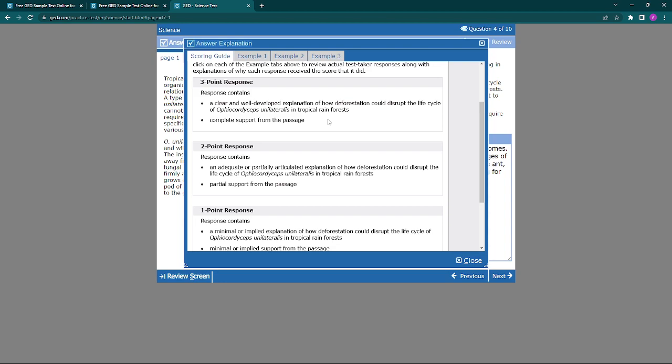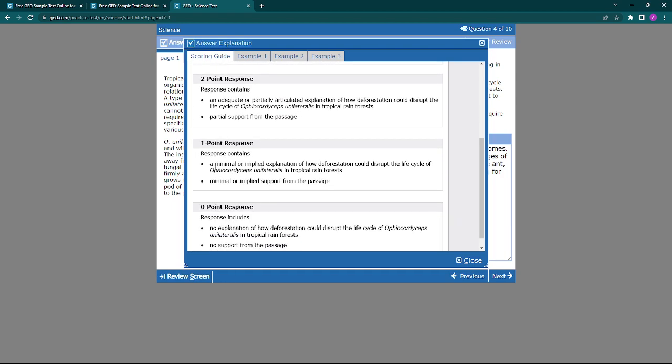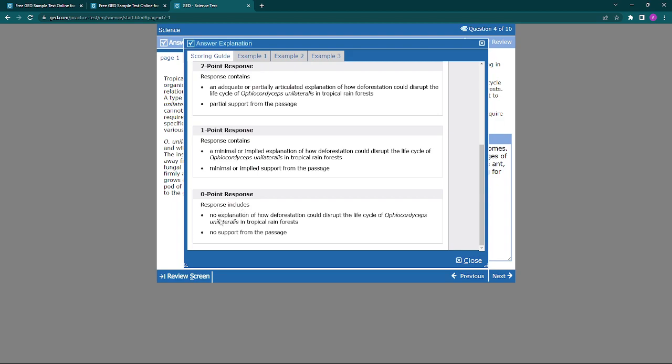But that is pretty basic and not really complete sentences. So anyways, and then 1 point, minimal or implied explanation of how deforestation could disrupt the life cycle. No, we specifically said the trees. So with deforestation, with less trees, the ants wouldn't have a home, and then the fungus wouldn't have food, and they only feed. And we even pointed out that they need plants, which I feel like plants can still grow without trees. That's why I'm hesitant to say anything like that. But yeah, see, the response includes no explanation and no support from the passage.